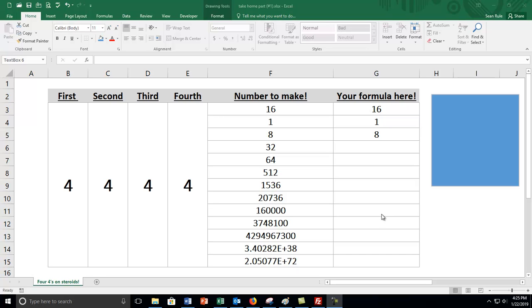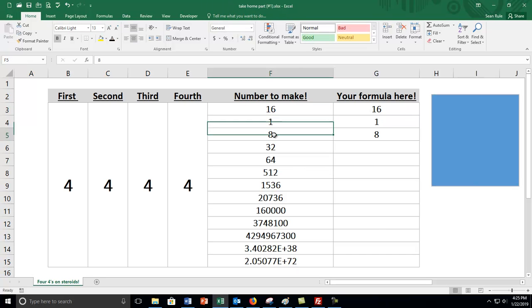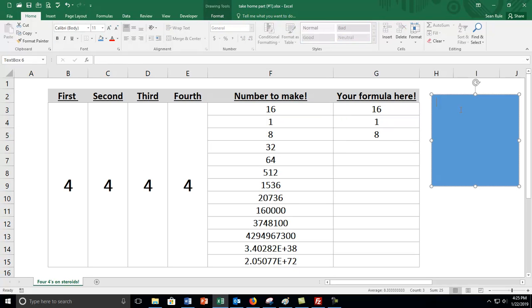Okay, everybody. So now if you remember, when we made 1 through 20 in class using 4 fours, I only allowed you to use addition, subtraction, multiplication, division, and parentheses if you wanted to. Okay, those are the only things I allowed you to use.